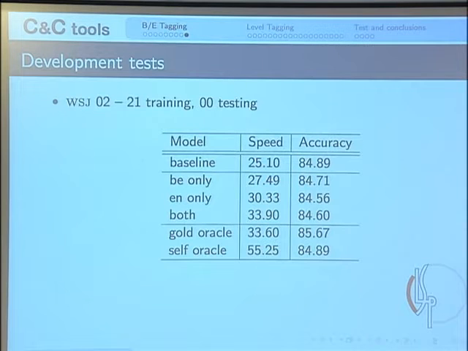Here are some development tests using CCGbank data. We train on Wall Street Journal sections 2-21 and test on Wall Street Journal section 0. We can see that when we apply only begin or end tags, we both observe speed improvement with a little bit of accuracy loss. And when we combine the two kinds of tags, we get more speed improvement. The last two rows in this table show the gold oracle and self oracle, which are the best we can get from these two kinds of training method.